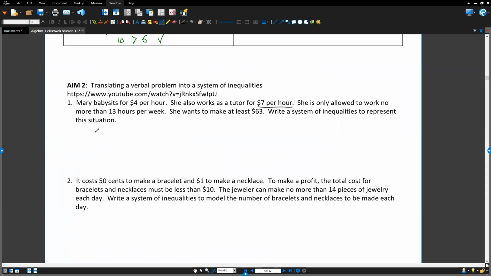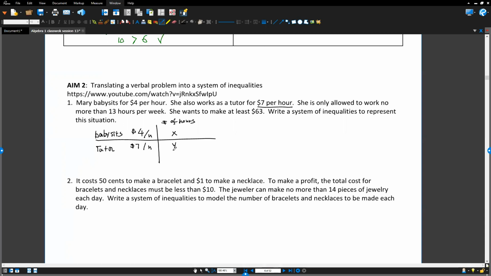So babysit: $4 per hour, that's the rate. And tutor: $7 per hour. But she is only allowed to work 13 hours, so this is the number of hours. For babysit, I'm going to use x. For tutor, the number of hours is y.